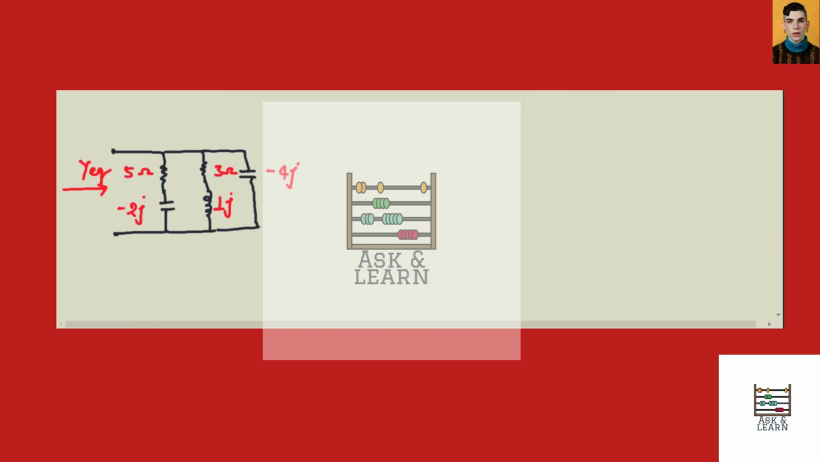In this problem, we have to find the value of the Y equivalent across these two given points. So we have to find the equivalent impedance. There are some important points before starting this problem. Let's suppose we have two different impedances, Z1 and Z2, connected in series. We have to find the equivalent impedance.